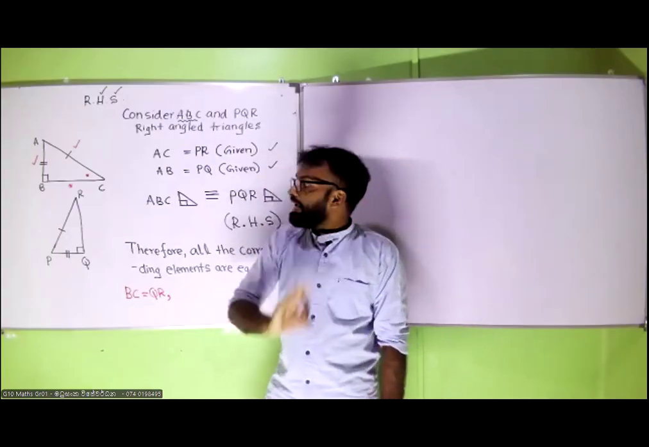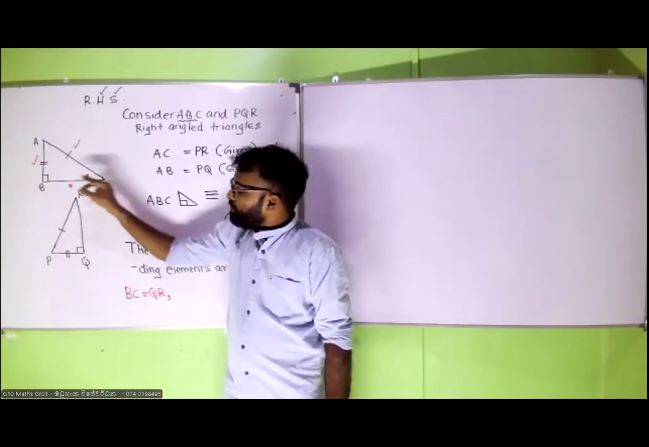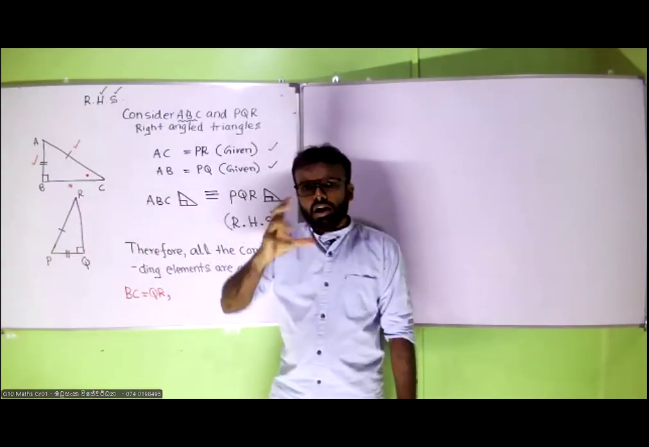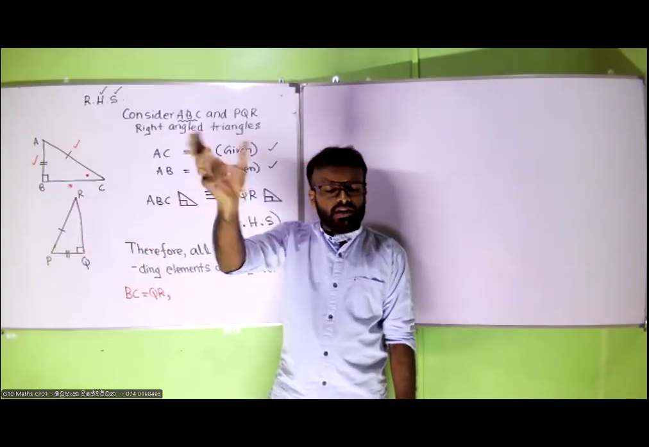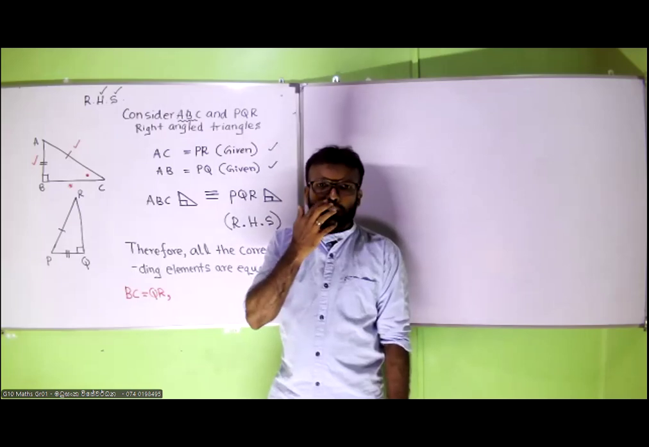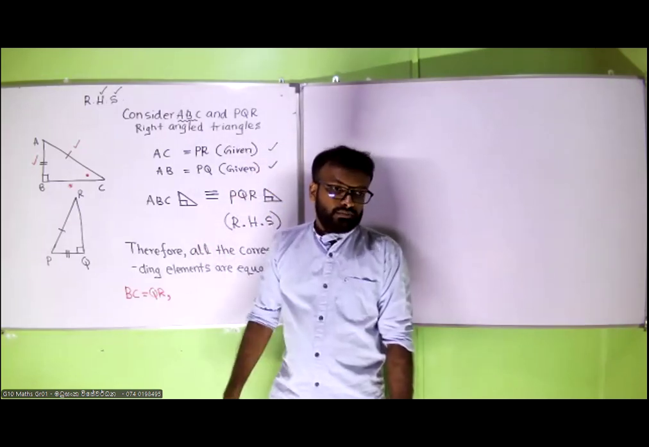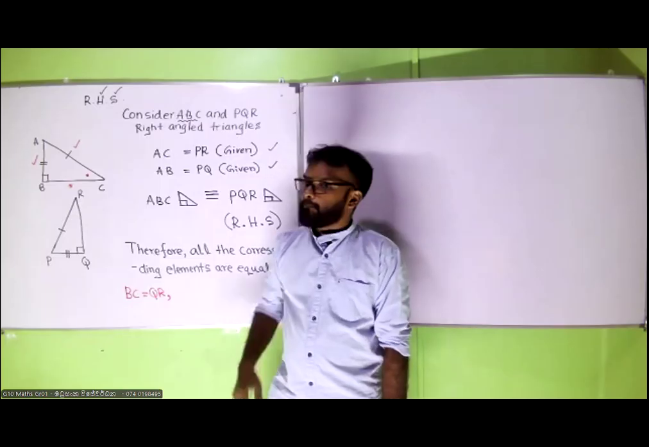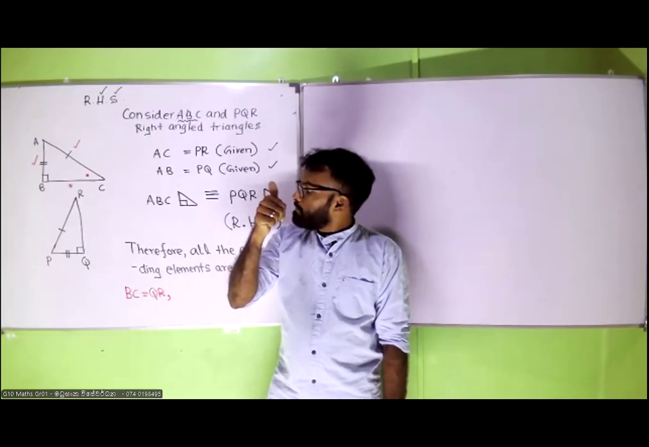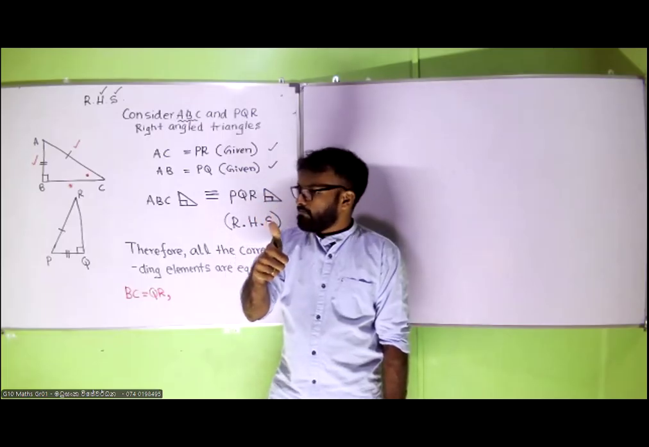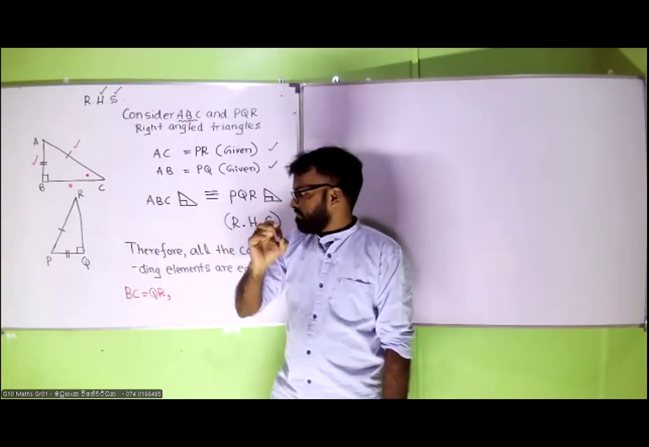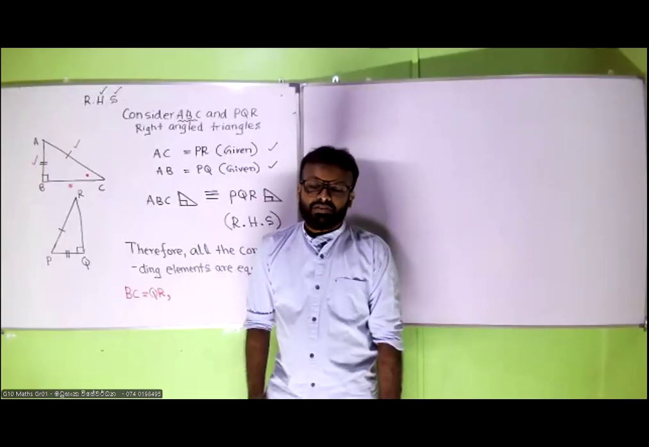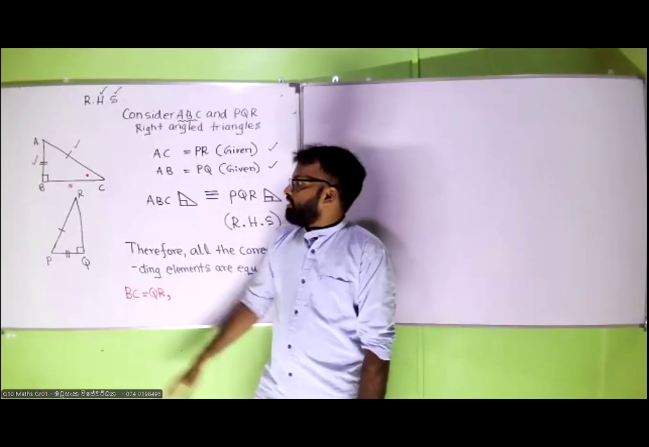How do you exactly pick ACB angle corresponding with PRQ? How did you exactly say? I told you guys last week. ACB angle is opposite to the side AB, and PRQ is also opposite to the side PQ. Excellent. So that is the reason.